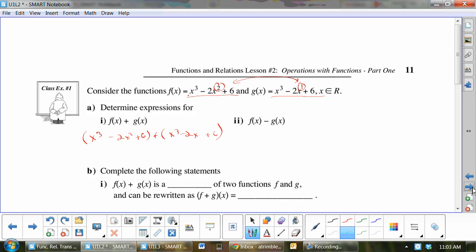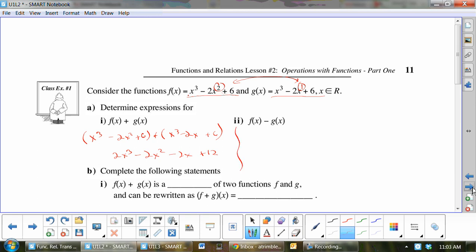Okay, so now I have x cubed plus x cubed is 2x cubed. Minus 2x squared, he's got no one to play with. Minus 2x, he doesn't either. And 6 plus 6 is 12. That's f of x plus g of x.